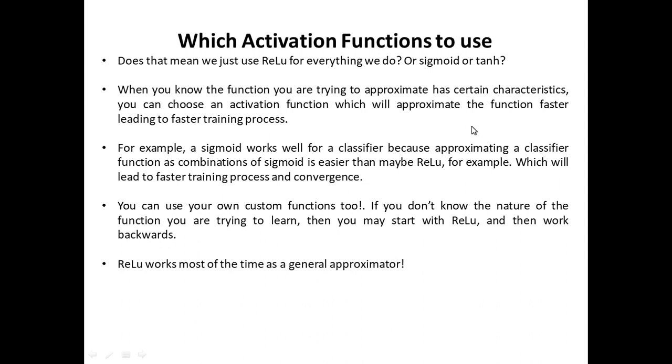The answer lies in the function you are trying to approximate. Each and every function is going to have certain characteristics, right? So you can choose a particular activation function which will approximate this function faster, leading to a faster training process. If you take a sigmoid function, we discussed that it works well for estimating probabilities, right? The tanh function will be most appropriately used for stronger gradients. In this manner, you can choose from all the available activation functions. Also, you can use your own custom functions.